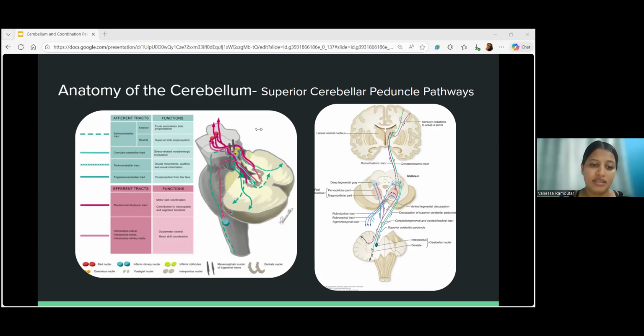The afferent tracts passing through this peduncle include the ventral spinocerebellar tract, which takes proprioceptive information from below L2 and 3. The rostrocerebellar tract, which takes similar information from the cervical region. The tectocerebellar tract, which takes information from the tectum. This refers to visual stimuli from the superior colliculus and auditory stimulus from the inferior colliculus. This helps to send information to the cerebellum to control ocular movements and head movements to the stimuli.